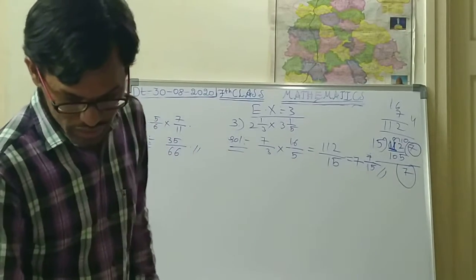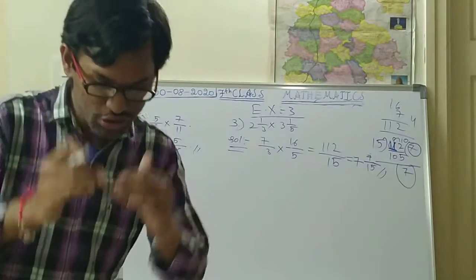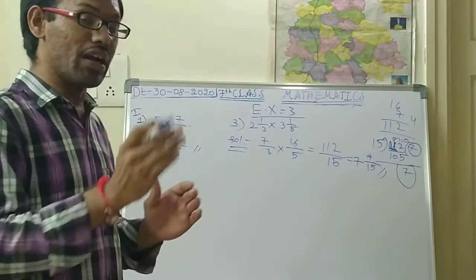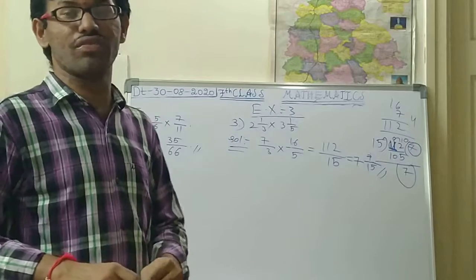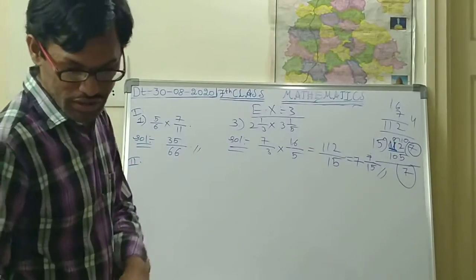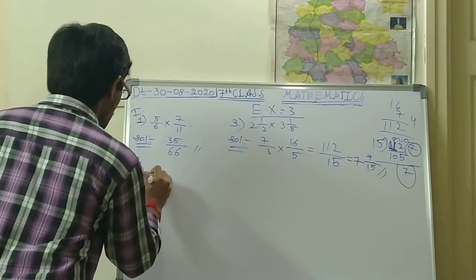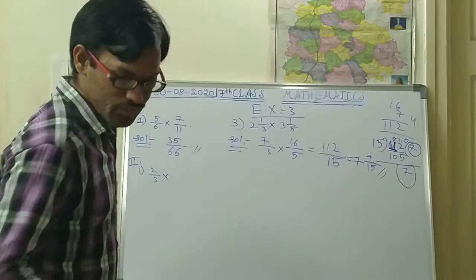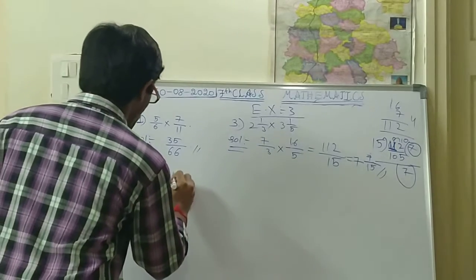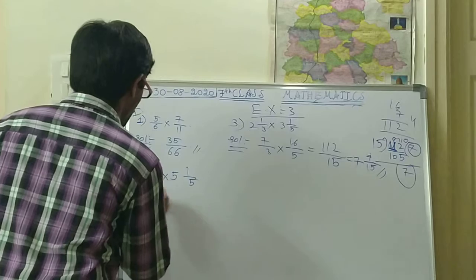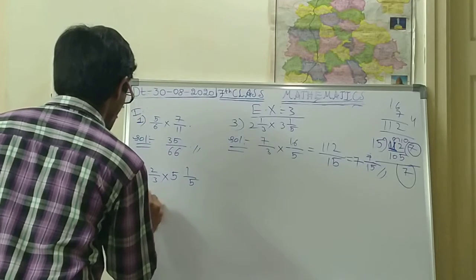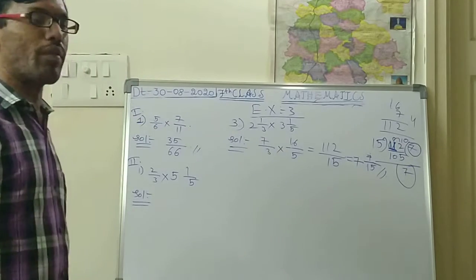What is the second bit? Multiply and reduce to lowest form. You should multiply and you should reduce to lowest form. Okay, so what is the first problem? 2 by 3 into 5 1 by 5. Solution. Okay, how will this problem be done?